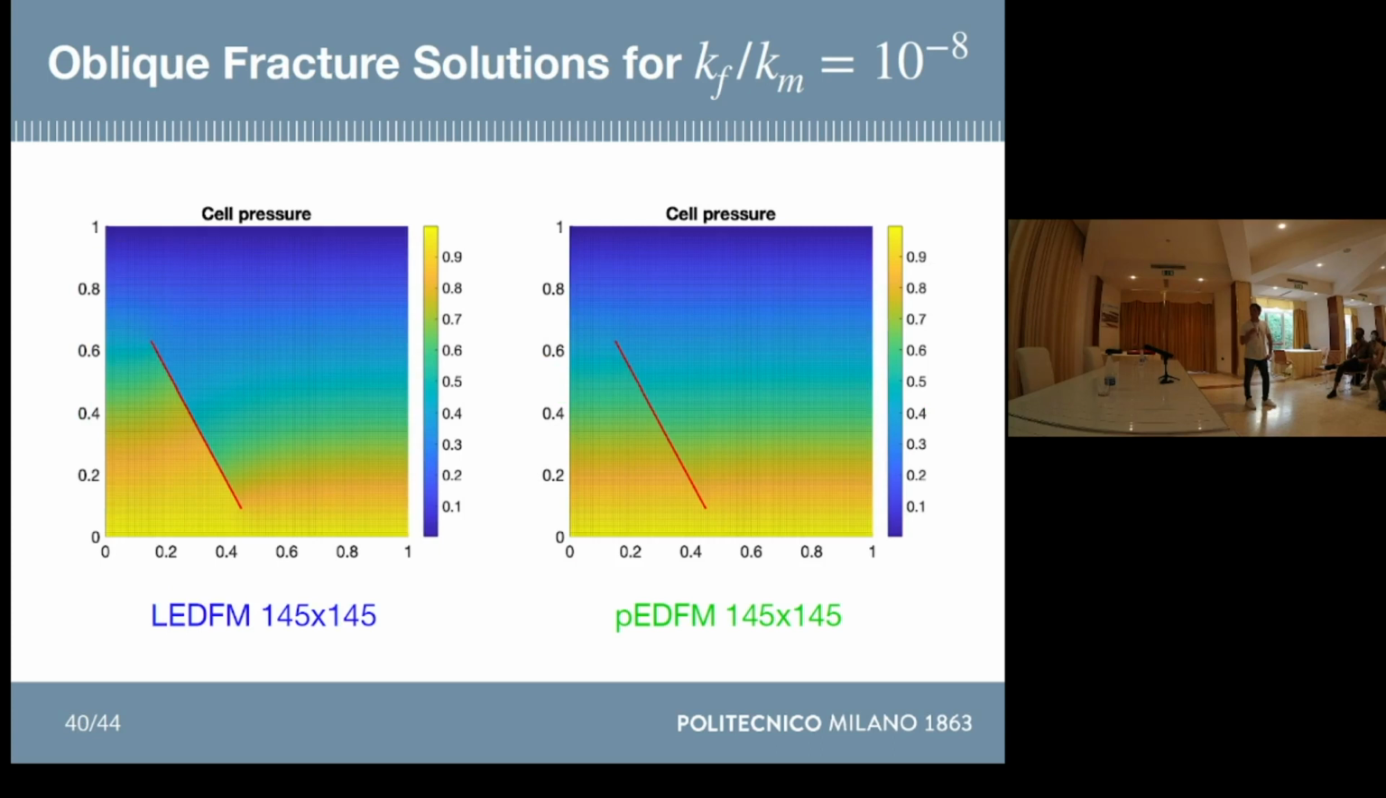And this is confirmed by the pressure maps. Here we have the local method, where we see that the pressure jump is clearly caught, while in the projection-based case, it's almost a linear pressure in the y direction.